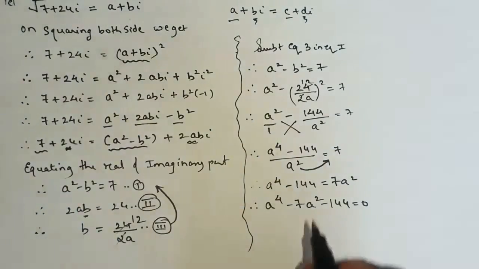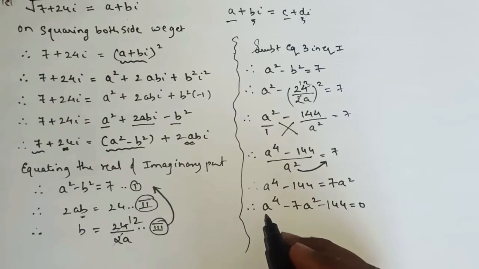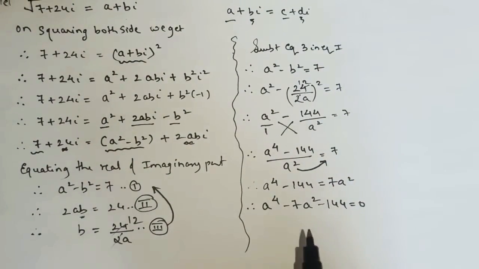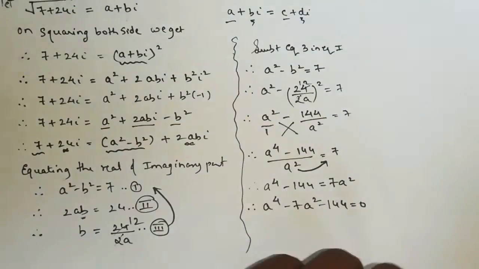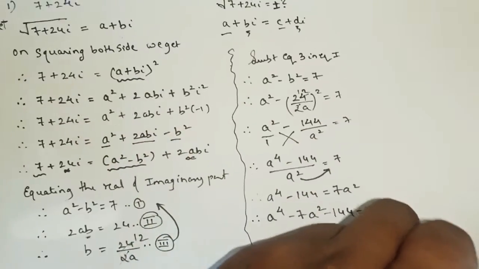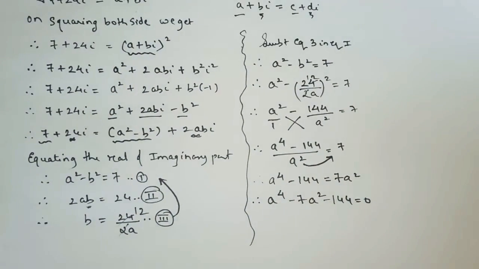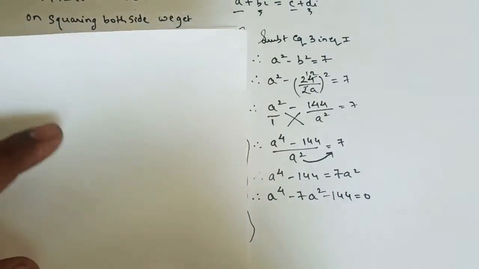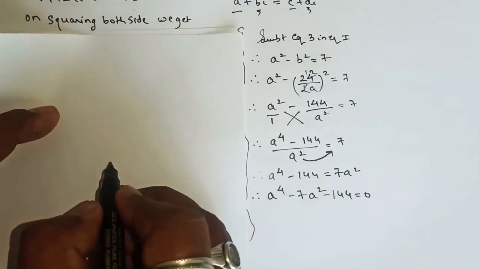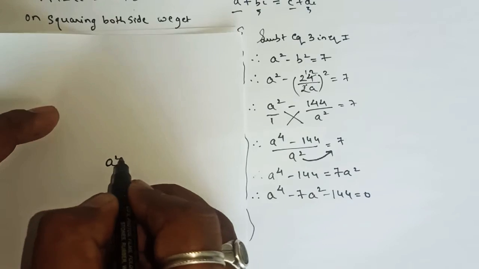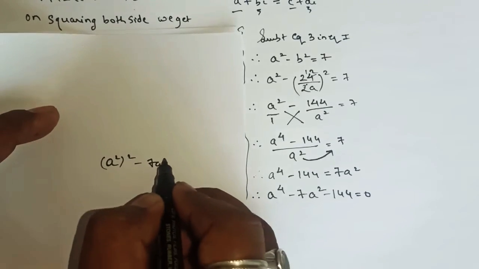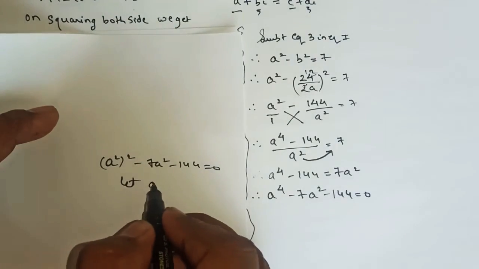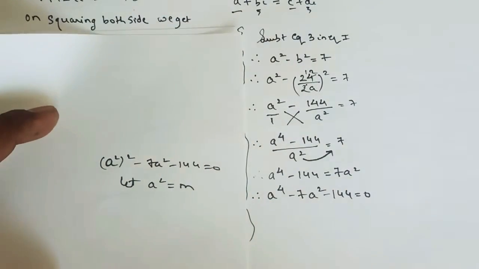Okay, so now after this there are two different ways in which you can find your answer. The first method is what? Taking let. Okay, so here I will show taking let. You can write this a raised to 4 as a square the whole square minus 7a square minus 144 equals 0. Then after that take let a square as any one alphabet.